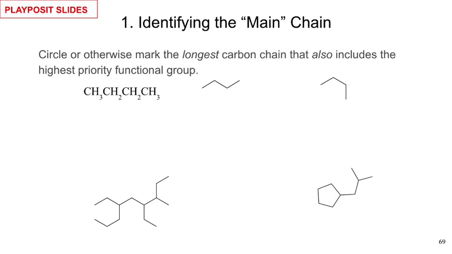So, lower left, we want to find our longest carbon chain that contains our highest priority functional group. What functional groups do you see within the lower left?